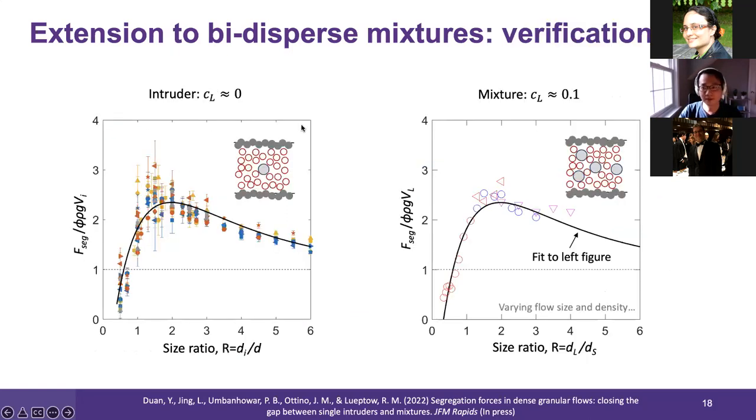And then we first verify if this spring approach works. What we do is we compare this single intruder measurement with a mixer measurement where the intruder concentration is close to 0.1. That's where the large particles actually do not see each other very much. And we can see these results agree very well with our single intruder measurement.